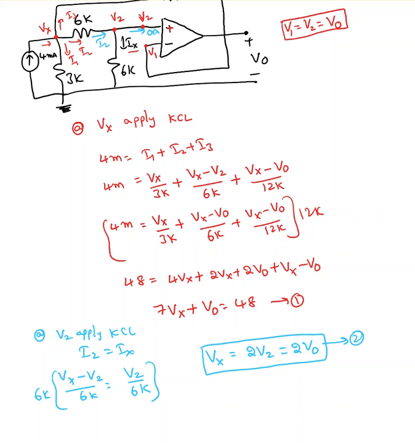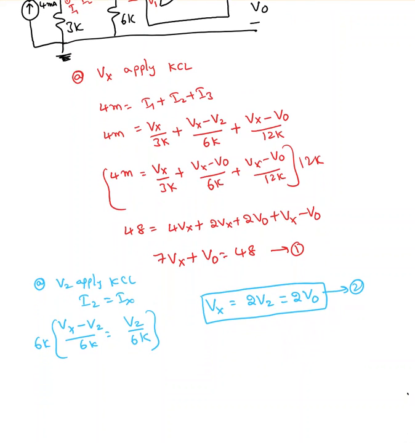Now I'm going to substitute my second equation in the first. So I will end up with 7Vx. Instead of Vx, I'm going to substitute 2V naught, plus V naught equal to 48. So 14 plus 1, 15 V naught equal to 48. V naught is nothing but 48 over 15 volt. Okay, so that's our V naught.